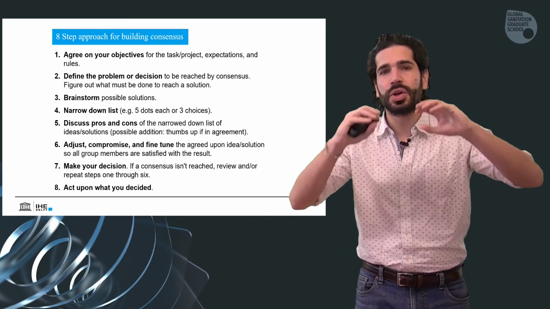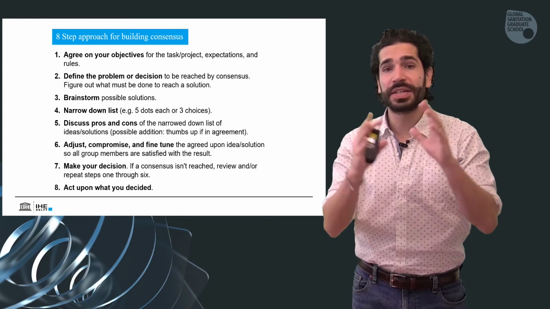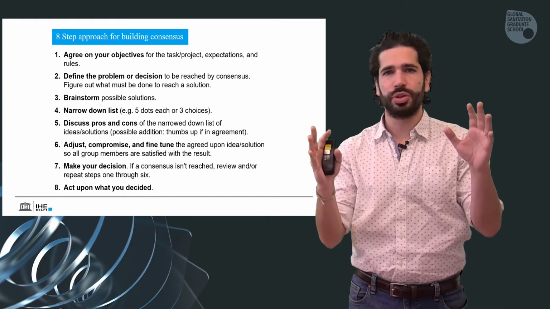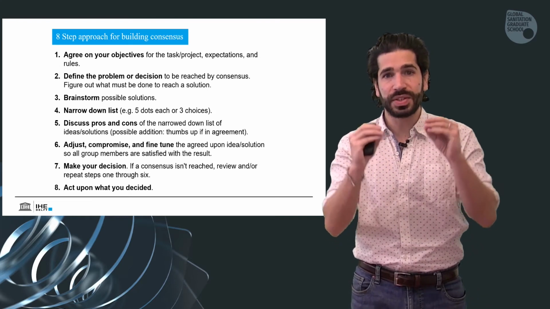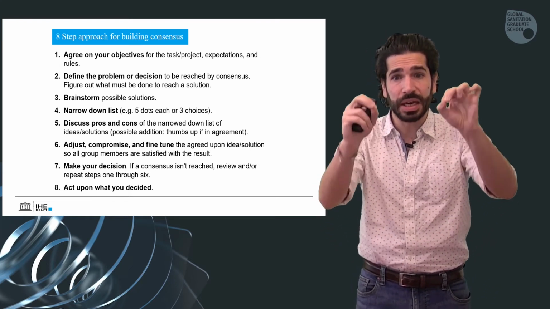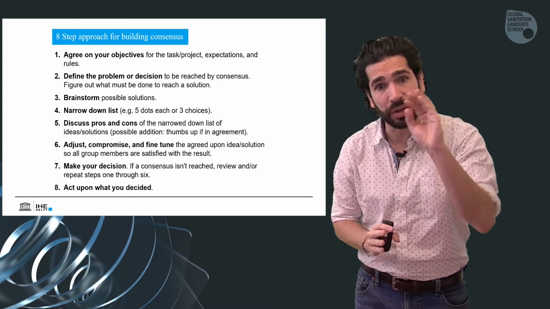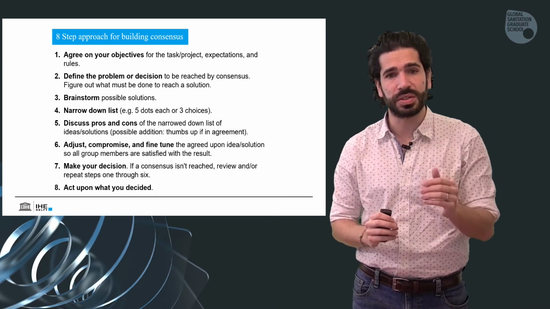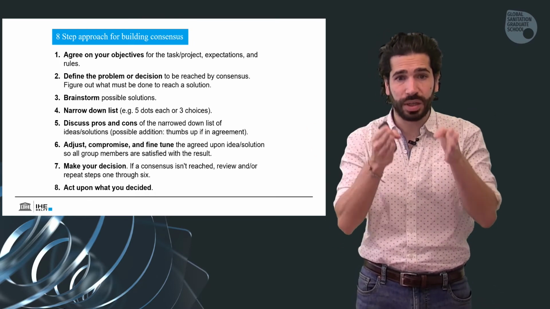And by this, it means what are you trying to get out of this consensus building session? Not necessarily what great problems you're dealing with or what processes you're trying to improve. This is agree on what the meeting is about. What are the expectations and what are the rules? Be clear about then defining the problem or decision that needs to be done. This is to ensure that you can keep the rest of the process aligned.